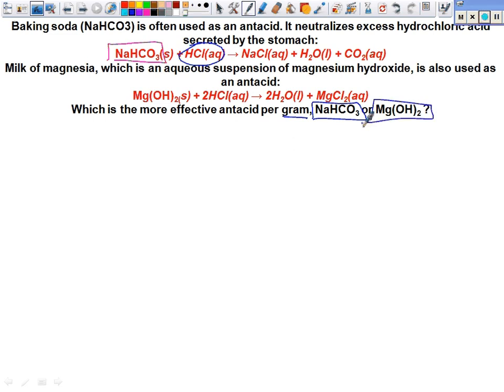And we're going to determine which one will neutralize more grams of HCl per 1 gram. This is a real life scenario. Exactly right. So basically, when you get done with this, you're going to be able to determine which one is a better antacid.